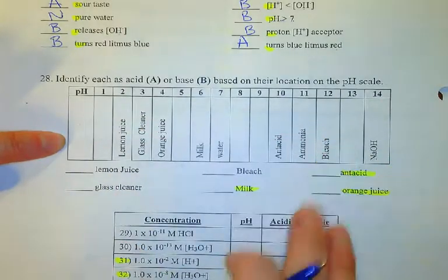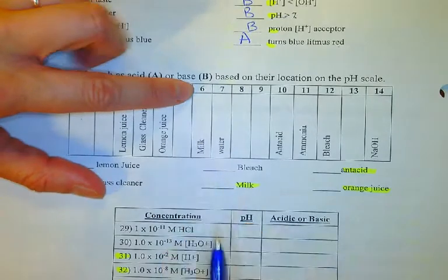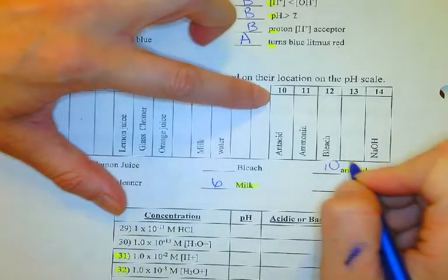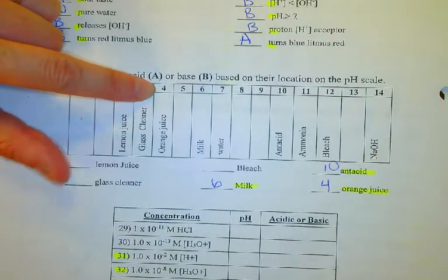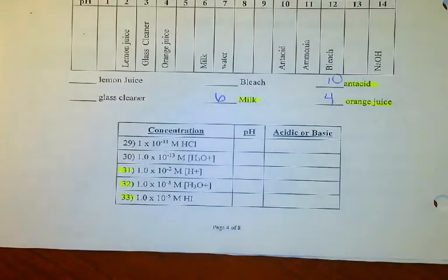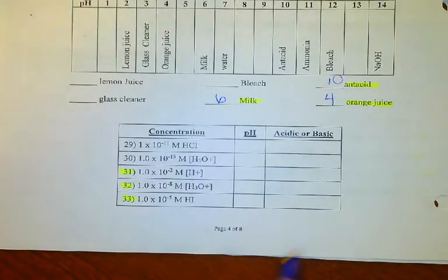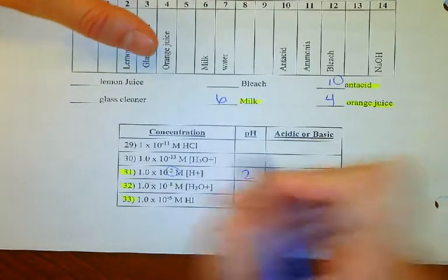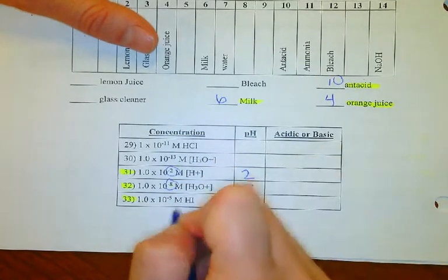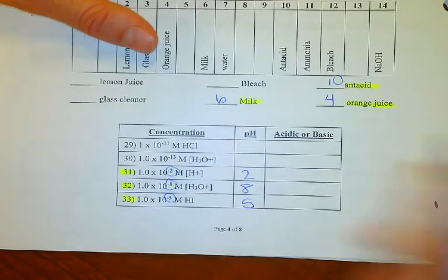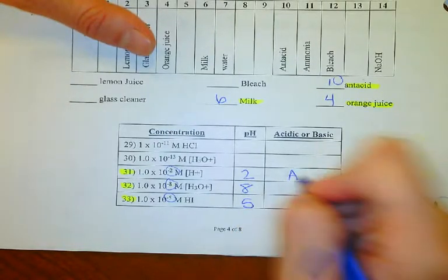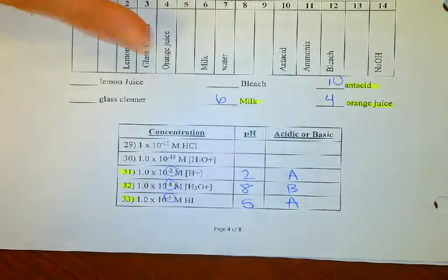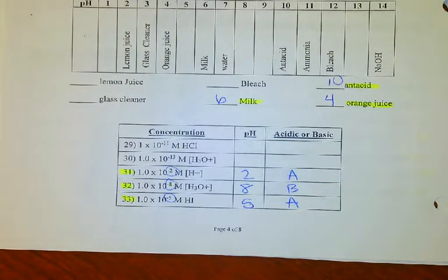Looking down here, you're using this to fill in these ones. So milk, it says on here, has a pH of about 6. An antacid has a pH of about 10. And orange juice here has a pH of about 4. How we read this is we use the absolute value of the exponent, and that's how you do the log with the base 10. So in this case, instead of -2, it's just 2. Instead of -8, it's just 8. Instead of -5, it's just 5. So a pH of 2 is an acid, pH of 8 is a base, pH of 5 will be an acid, like that. Okay, so that's what we worked on day 2. Good job.